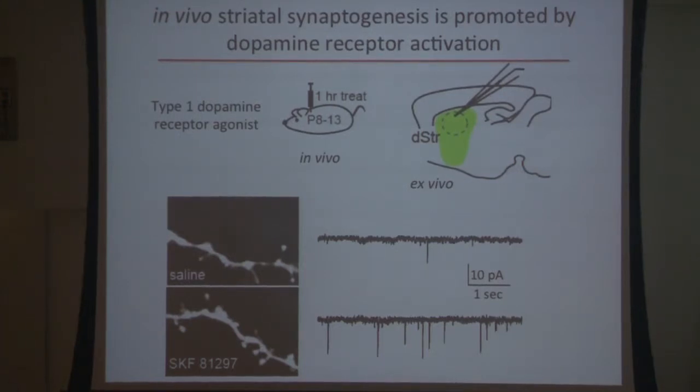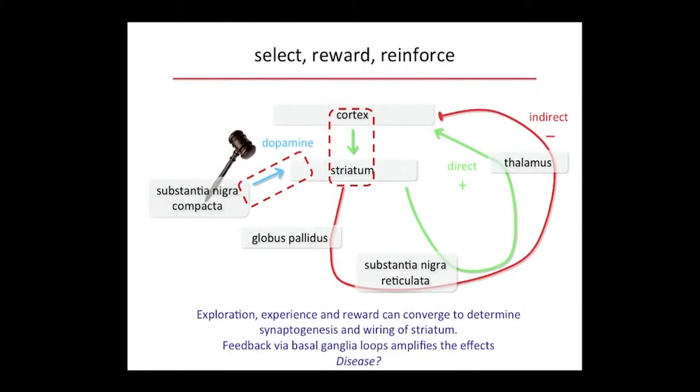Now remember, this is an awake animal. And there's an interesting thing that happens when you give an awake animal an injection of a D1 receptor agonist. It runs like crazy. Okay? So this is actually really coincident. In terms of running, we're activating cortex, driving glutamate release in striatum, but providing a D1 receptor tone. Okay? So this exploration, experience, and reward, we think, can converge with this cortical drive in the striatum to dictate the pace of synapse formation.